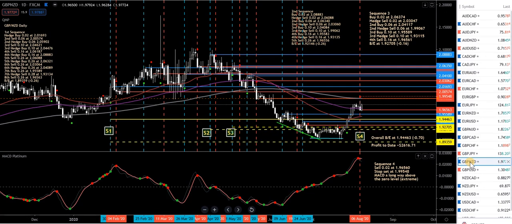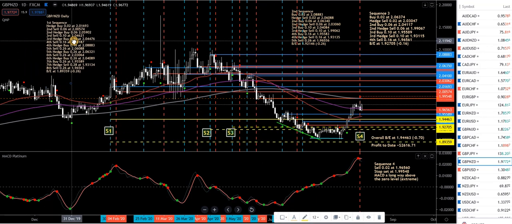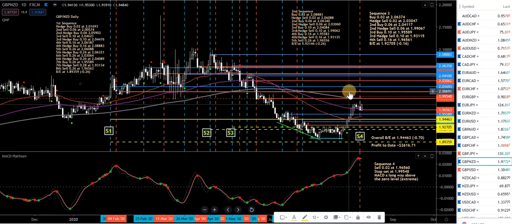Pound New Zealand, this is one of my problem pairs. Now, if you see a big yellow solid line, that's my overall break even. I just get so many break evens because I've got so many sequences running. It gets a little bit confusing, and trust me, if I can hit that big solid yellow line, I'd love to. Now, this thing is in a few sequences, most of them are going the wrong direction. We're all on the sell side.